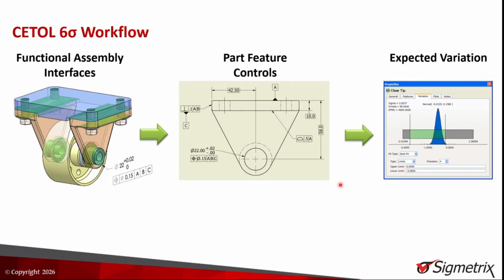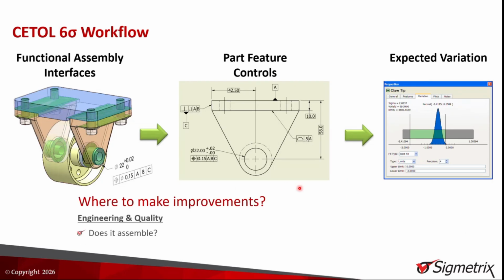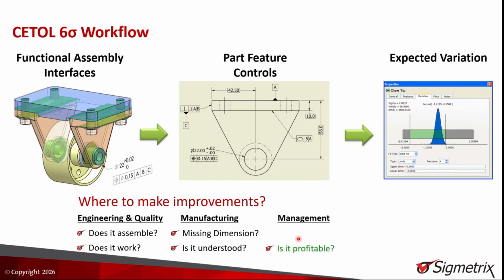So from this workflow, we can ask our own question, whether it is assembled well, like whether they have interference or it is fully contact or not, or even whether it can rotate or translate left and right. And we can also check if we have missed some dimension. In CETOL, they have a feature where if it detects a missing dimension, it will give a reminder. So from a management point of view, whether it is profitable.